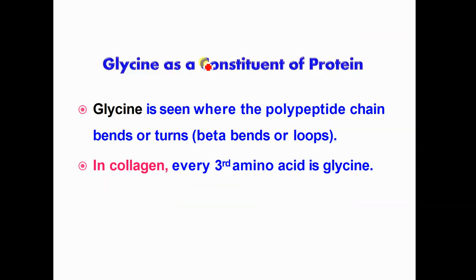And glycine as a constituent of protein. Glycine is seen where the polypeptide chain bends or turns. As I told you, due to its small structure, it is present whenever there are beta bends or loops, and in collagen every third amino acid is glycine.